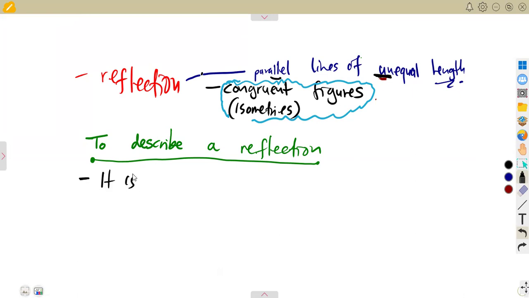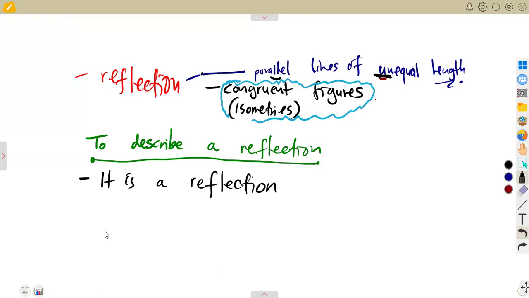It is a reflection. You are now describing. It is a reflection. You are stating the type of the transformation. Just like when you saw that it was a translation, you state it is a translation.